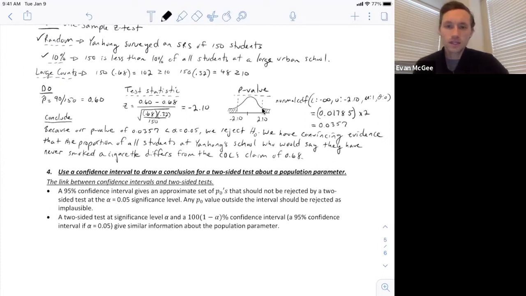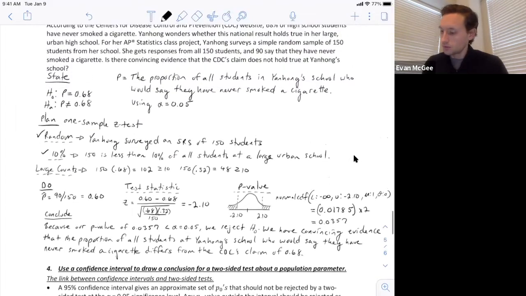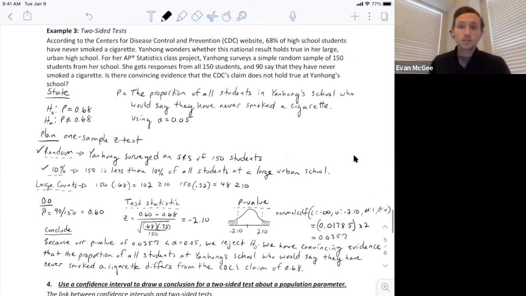The next objective is to use a confidence interval to draw a conclusion for a two-sided test about a population proportion. So using the test that we just did, and if it's been a couple days since you watched that video, you might pause here and reread the scenario just to get caught up to speed. Essentially, Yan Hong wants to test if the proportion of students at her school who say they have never smoked is 68%.